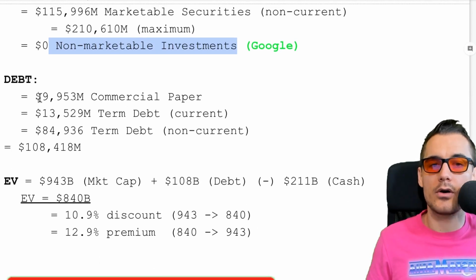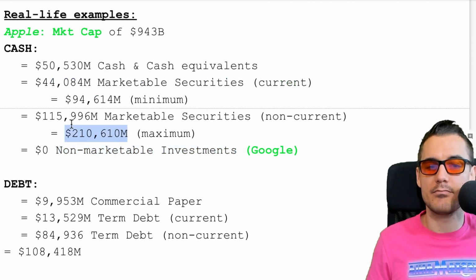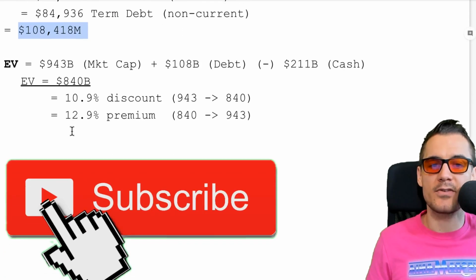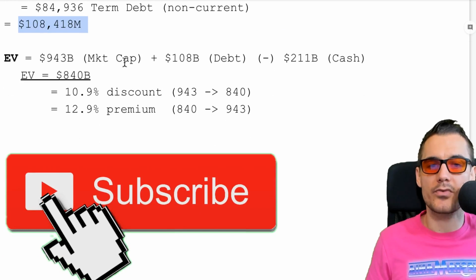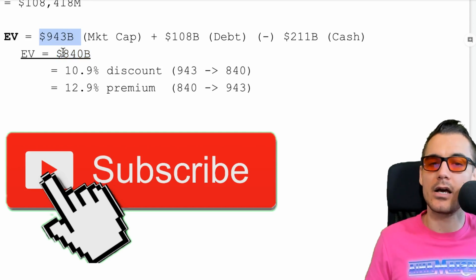So our assets come out to $210.6 billion, and our debt comes out to $108.4 billion. So our enterprise value for Apple is the $943 billion market cap, plus the $108 billion in debt, minus $211 billion in cash, giving us an enterprise value of $840 billion. So $840 billion actually represents a 10.9% discount to $943 billion.